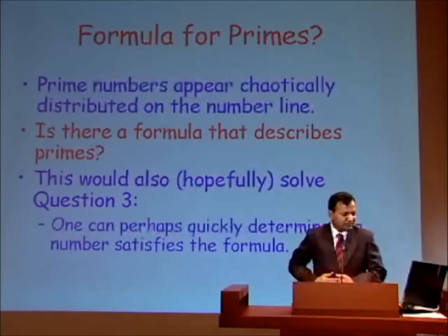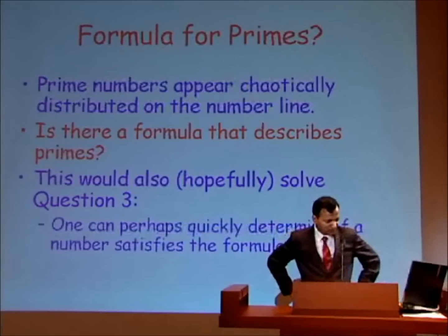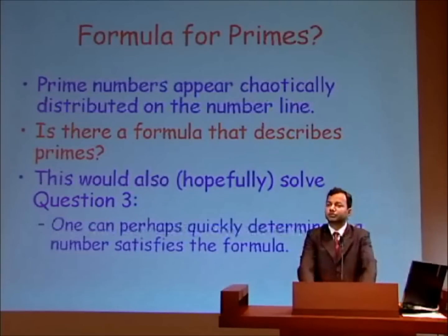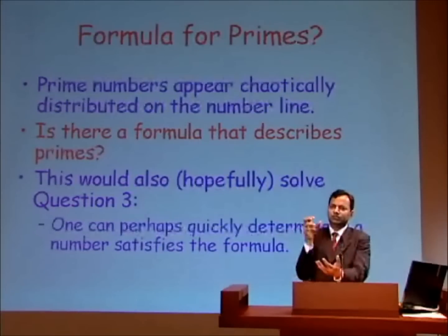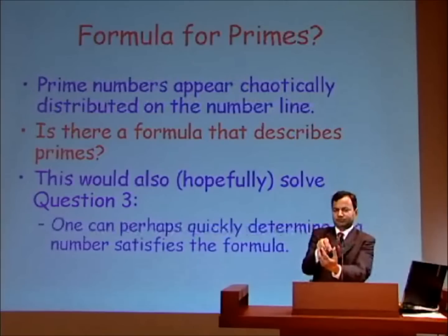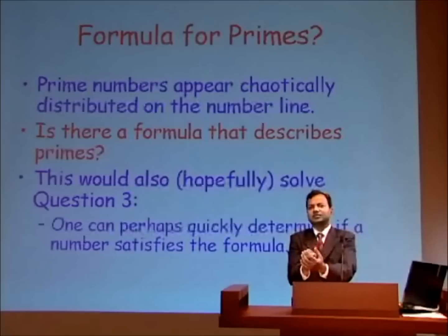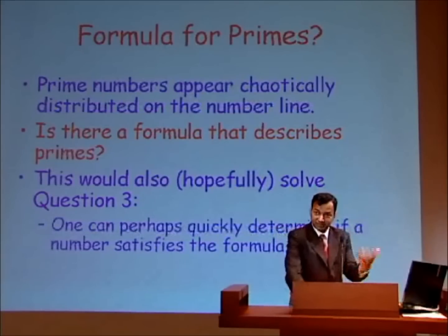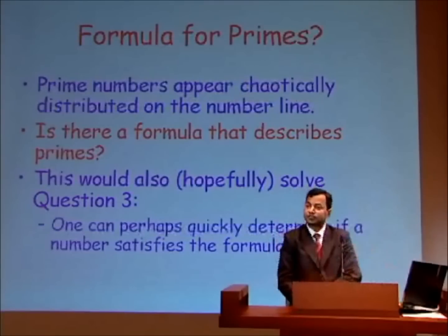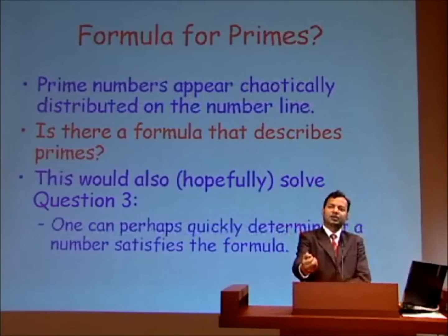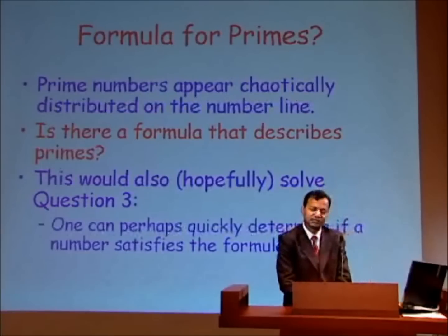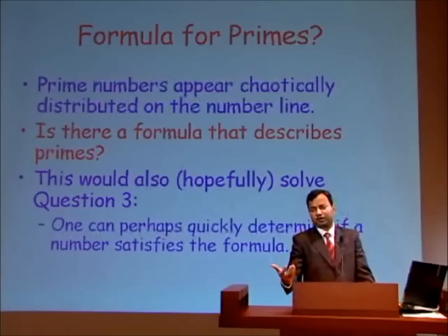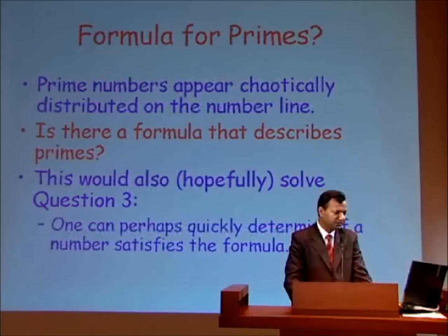Now, the question I'm posing, and which has been posed also, is: does there exist a nice formula for primes which captures them completely? So the formula should be such that if you plug in the number into that formula, it should tell you whether it's a prime or not. And if such a formula exists, then hopefully we'll get an answer to question 3 as well, because we can just plug in the number into a formula and see if the formula says it is prime or not. Say the formula gives 0 if it is not prime, and 1 if it is prime, something like that.